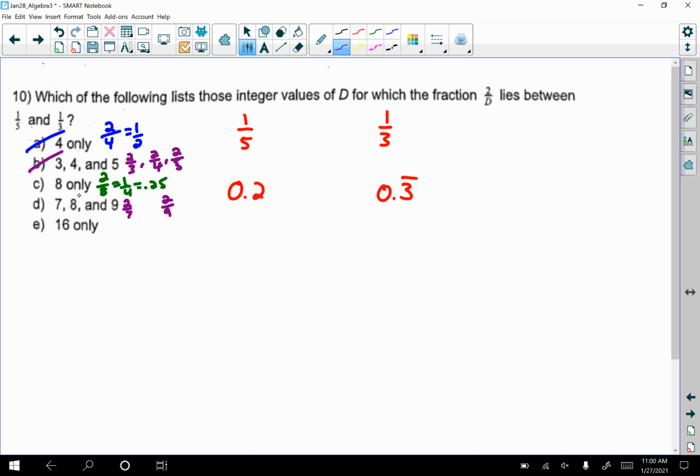And then let's check. So C worked, but also for D, 7 and 9 worked, so we could rule out C. Now for E, we have 2/16, which becomes 1/8. If you divided 1 by 8 on your calculator, you get a 0.125, and that's too small. So D is the correct answer here.